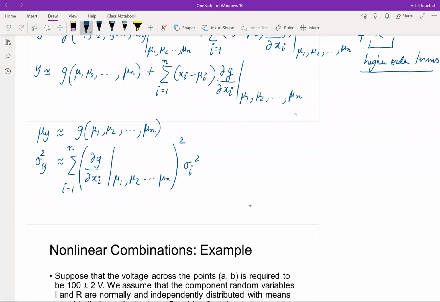This method, you can read this further. This method is typically called the delta method. I would not go too much into details of this, but I just wanted to give you the final formula for this. Right. Any questions on this one?